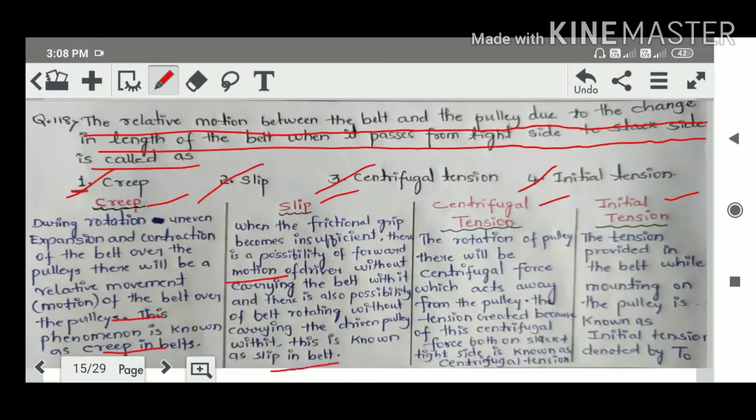Okay friends, and the third one is centrifugal tension. With the rotation of the pulley, there will be a centrifugal force which acts away from the pulley. The tension created because of this centrifugal force, both on the slack side and the tight side, is known as centrifugal tension. Okay friends, and the fourth one is initial tension. The tension provided on the belt while mounting on the pulley is known as initial tension, and it is denoted by T0. Okay friends, so the right option for this question is option number 1, creep is the correct answer for this question.